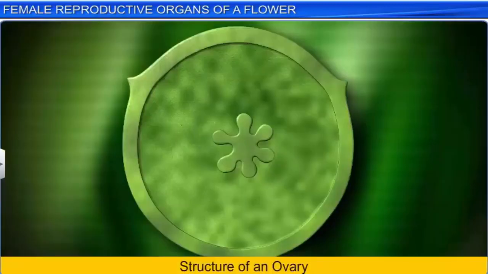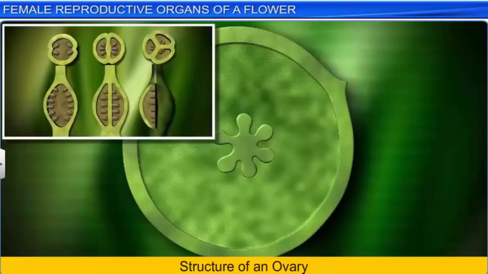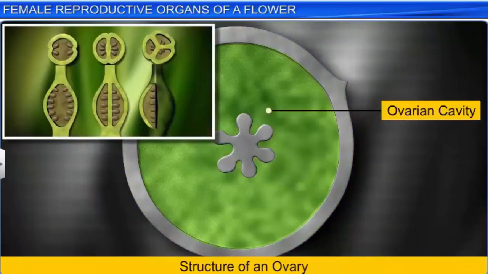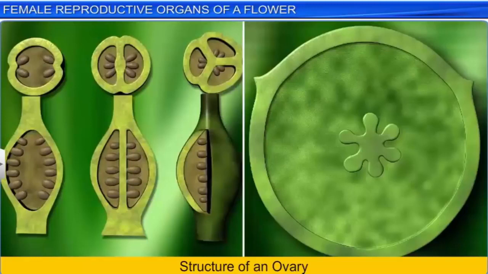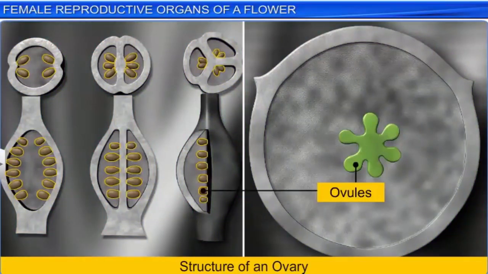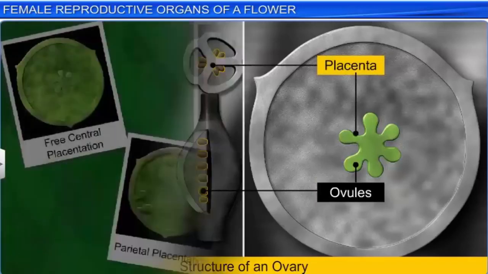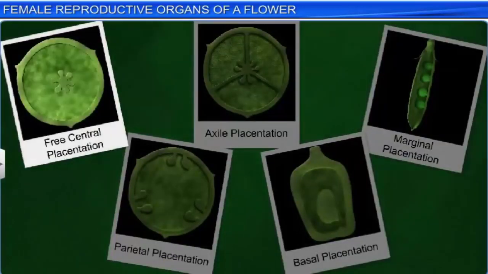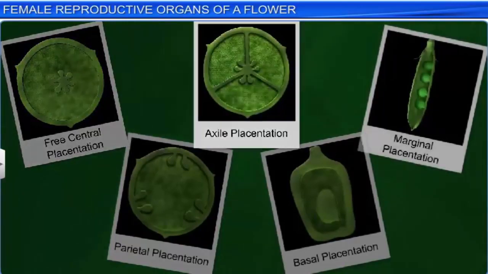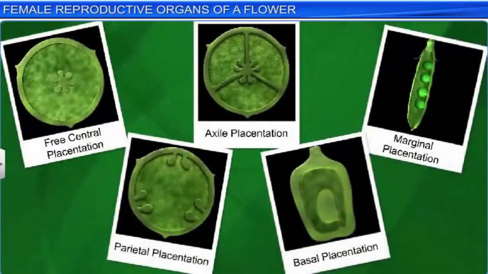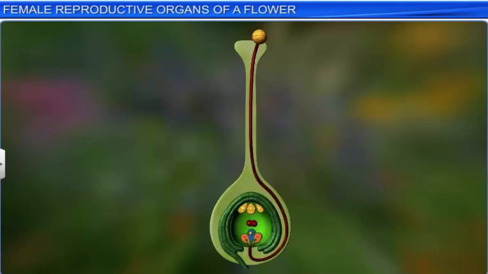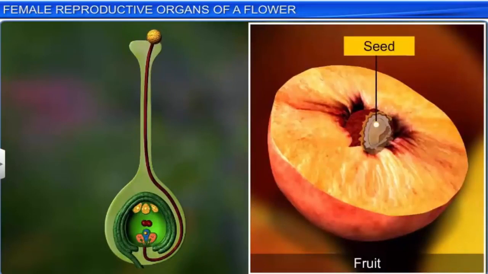Morphological studies of the ovary have revealed that it contains one or more cavities called locules, or ovarian cavities that are surrounded by an ovary wall. Within the locule, you will find ovules or megasporangia that are attached to the ovary wall in a region called the placenta. These ovules may be arranged in free central, axile, marginal, parietal, or basal placentation. Moreover, after fertilization, the ovules form seeds, while the ovary develops into a fruit.